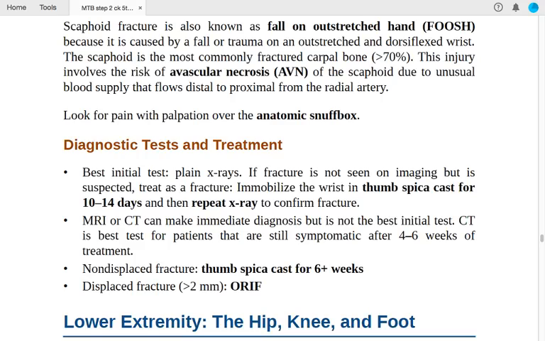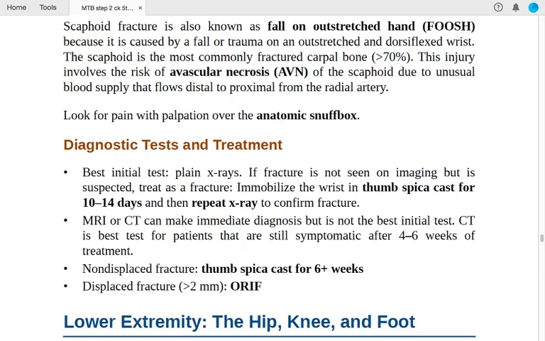Later on you can also go for more tests. Now, MRI or CT can make an immediate diagnosis, but it's not the best initial test. Of course, if by doing a plain x-ray you didn't get anything, you can just repeat the x-ray after 10 to 14 days, right? But it's not that you will directly go for the MRI because you haven't seen anything on x-ray. No, we can't do that because MRI or CT are not the best initial test.